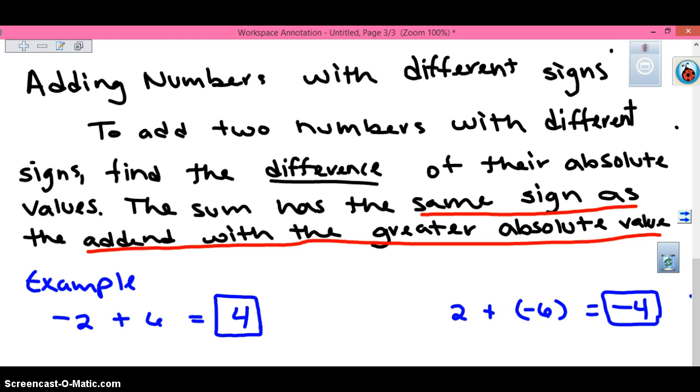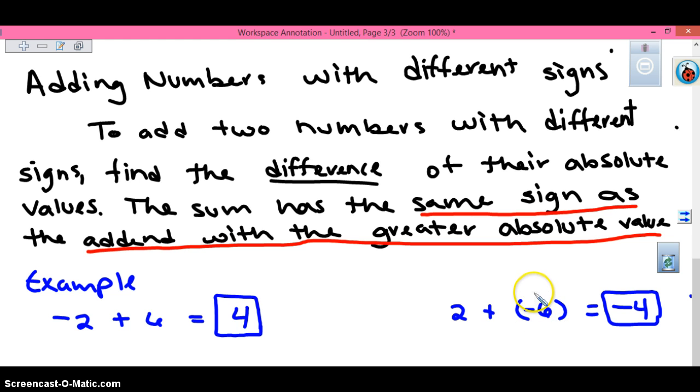Now I remember this rule with a song that sounds like row, row, row your boat. It says different signs, subtract and keep the sign. But we keep the sign of what? Of the larger one. But we have to know that the larger one means the larger absolute value.